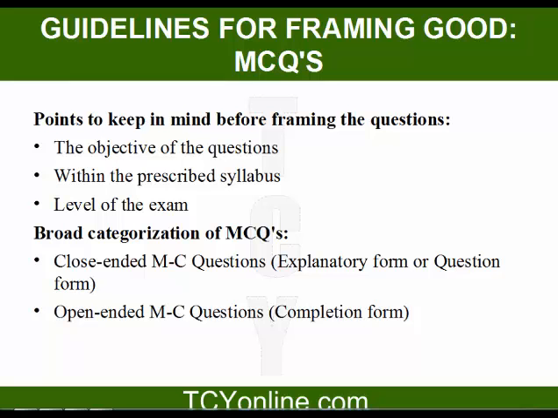Now, let us look into broad categorization of MCQs. Multiple choice questions, or MCQs as they are more popularly known, will normally fall under two categories. First are the close-ended MCQs, which are also known as explanatory form or question form. The stem for such questions is a complete sentence. The second type of MCQs are open-ended MCQs, also known as completion form. The stem for such questions is an incomplete sentence that is completed by the answer options.